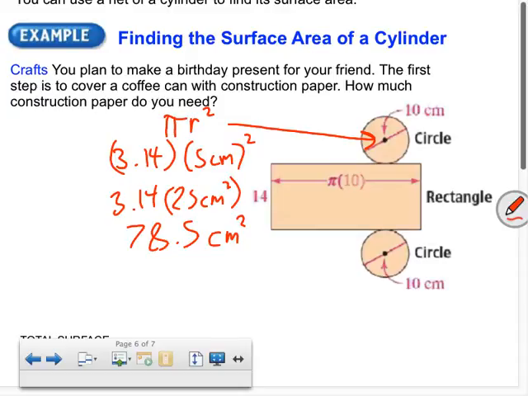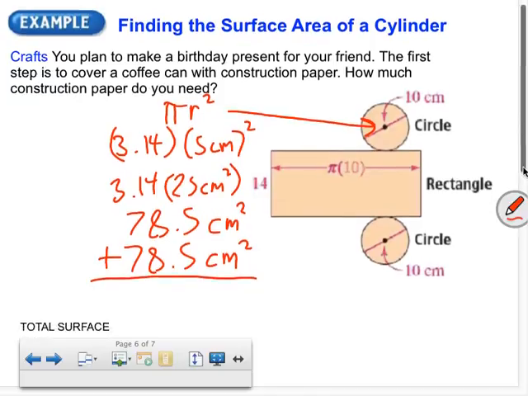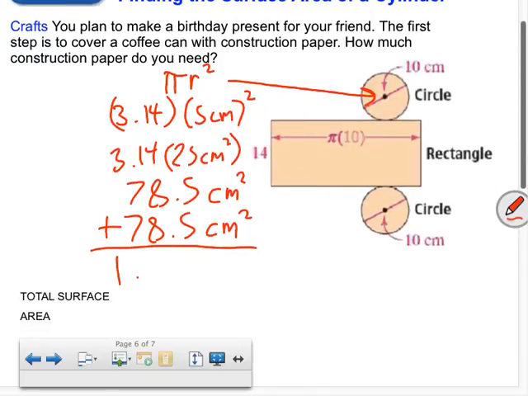Okay, and we have 2 of them, right? Because we got the bottom one also. So I need to multiply this by 2. So let me go ahead and double it. I can double it by multiplying by 2, or I can add the same thing to itself, right? So the bottom area is also 78 and 5/10 centimeters squared. Let's add that together. What do we get? 157 centimeters squared.